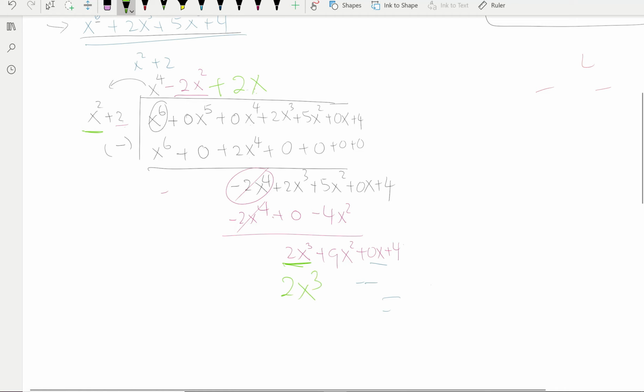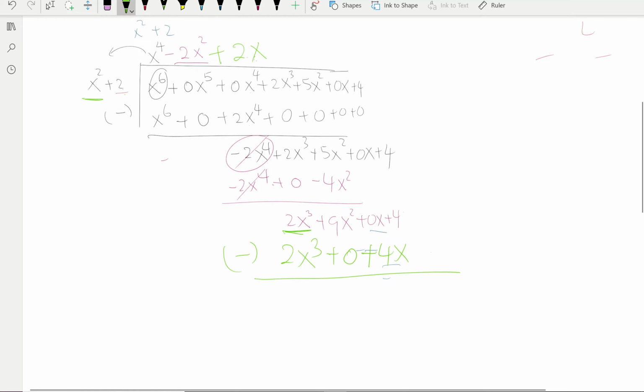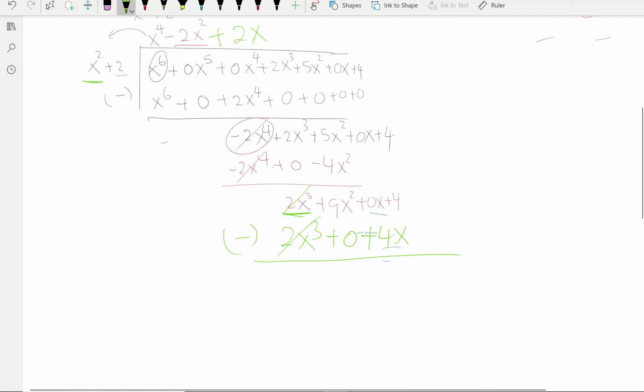2x times 2 is 4x. So here nothing, plus 4x. Okay. Now subtract. Be careful, okay? 2x cubed cancels out. 9x squared minus nothing is 9x squared. 0 minus 4x is minus 4x, and this 4 comes down for free.